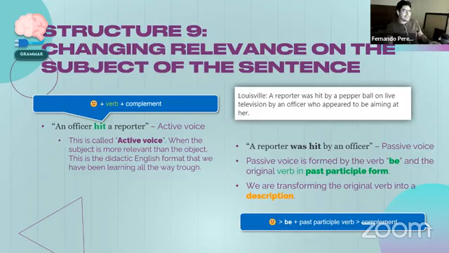I need you to mentalize that when you use was plus past participle, the past participle is working as a description. So you can transform the original verb into a description. Let's try with other examples.